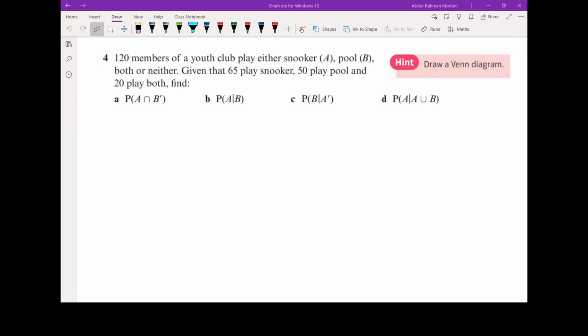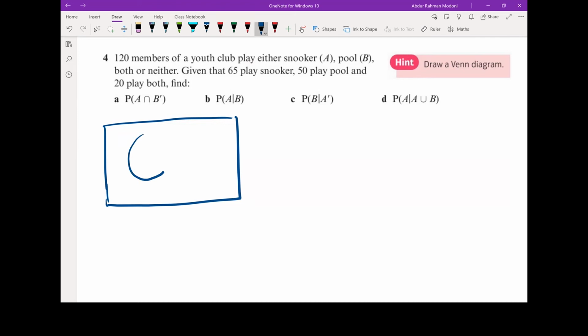So a Venn diagram, remember, should have a rectangle to represent the total sample space, all the outcomes. We've got event A mentioned here, which is to do with someone playing snooker. And we've got event B, which is to do with someone playing pool. So I'll write those down first. There are a total of 120, so we're dealing with frequencies here rather than probabilities. So keep that in mind.